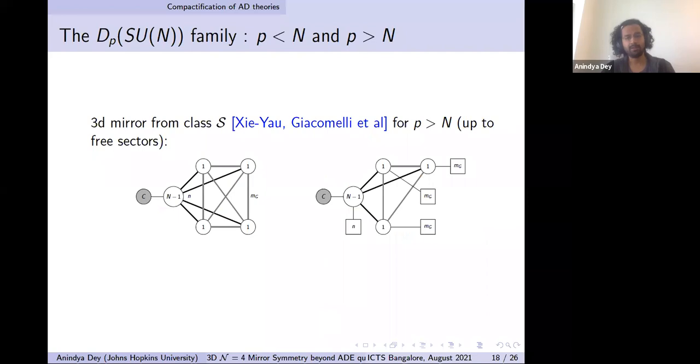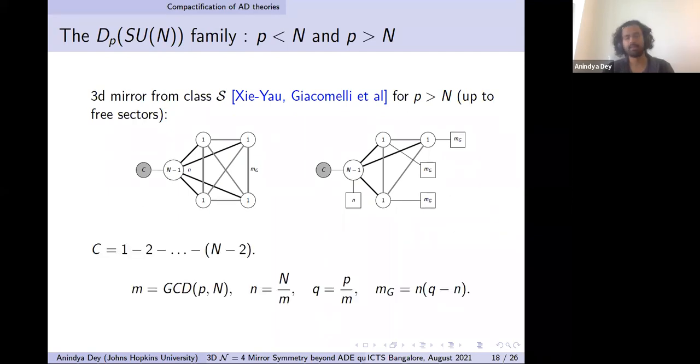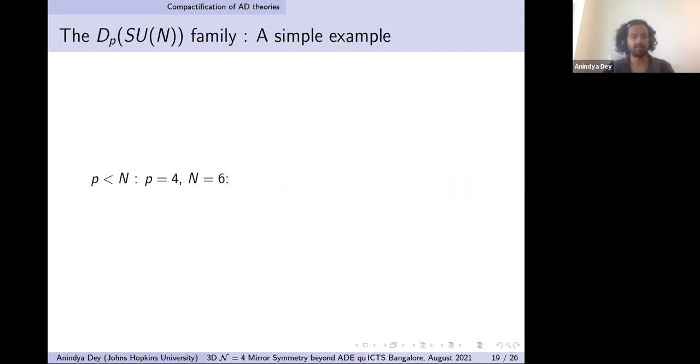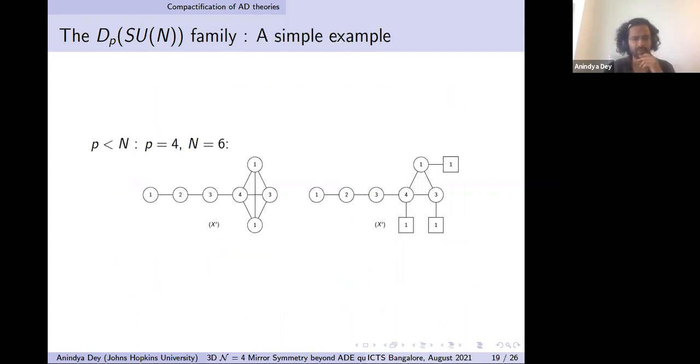Okay. So now you can do the same thing for p greater than n, and basically the same logic flows. Again, you show that the corresponding 3D SCFTs will have Lagrangians, and the Lagrangians will have unitary gauge groups. And the only additional piece that's interesting will be these extra Abelian matters that come in. So just to give you a simple example, think of p equals 4 and n equals 6.